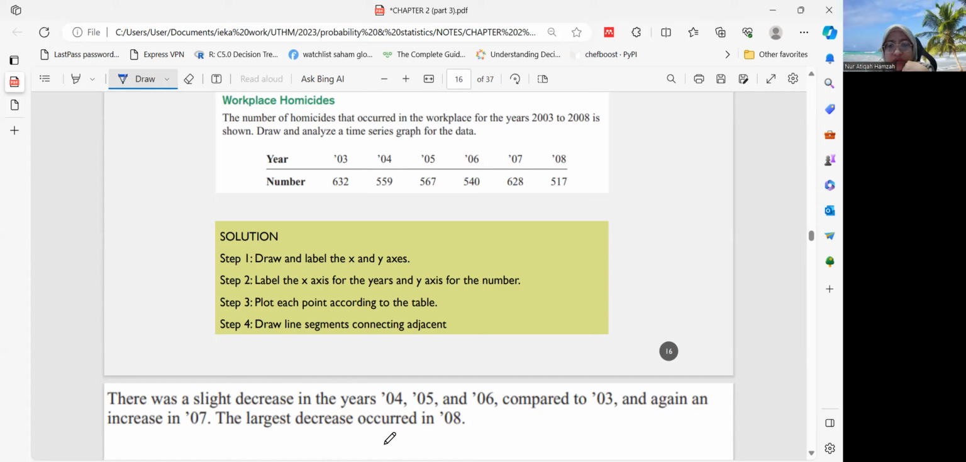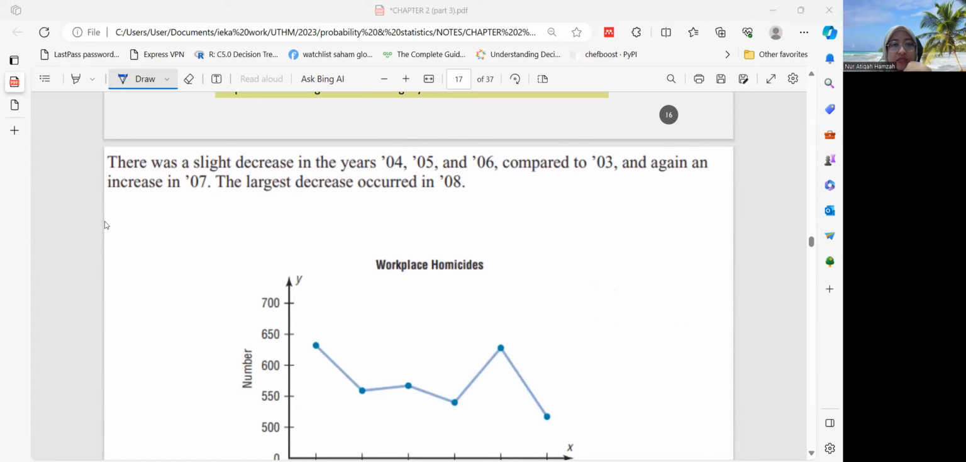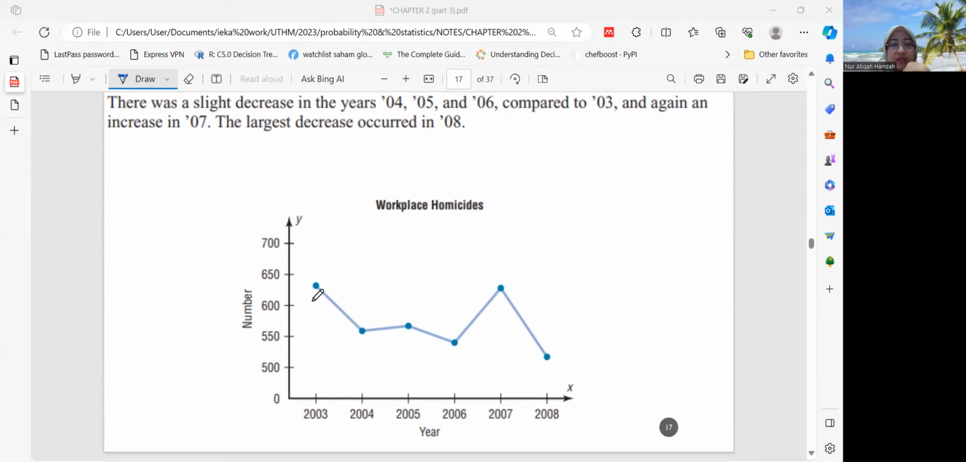So always label your graph. Next, plot each point according to the table. So just follow your table and then draw the line segments connecting adjacent points. This is the time series graph for workplace homicide.